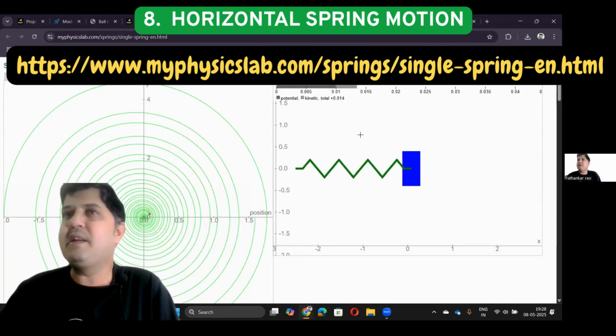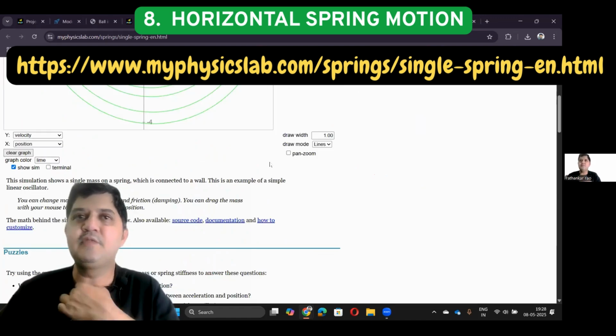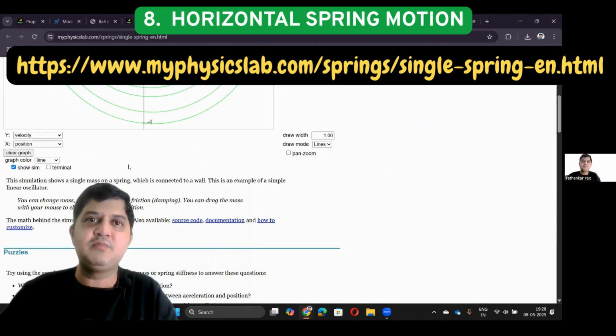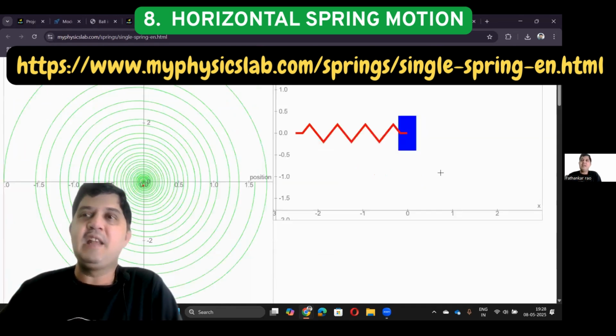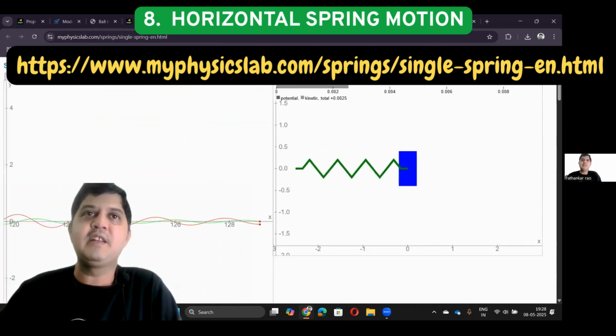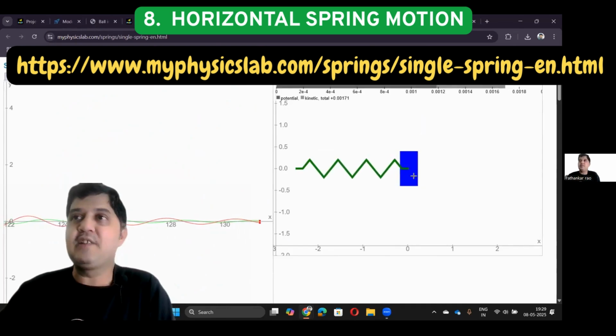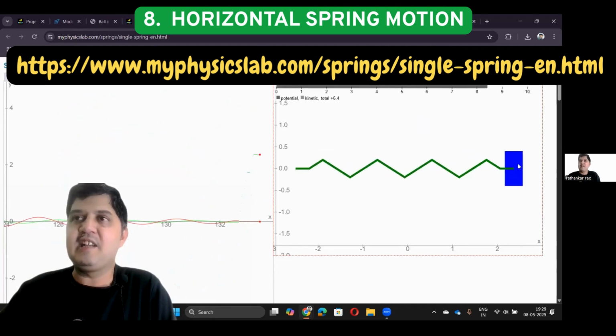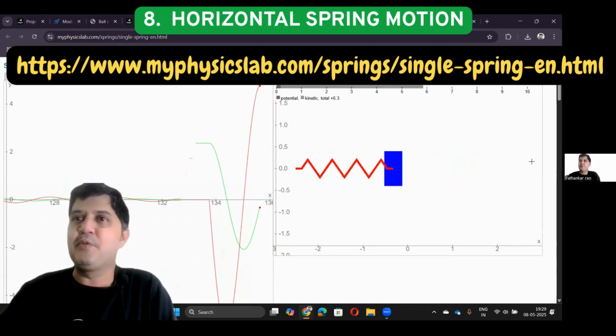Now how do I make this damping 0? There is no way to make it 0. Anyway, it's a good graph. Then this is your time graph. Now what does this time graph tell you? Let me pull it once again and see what happens. I'm not going to break the computer.